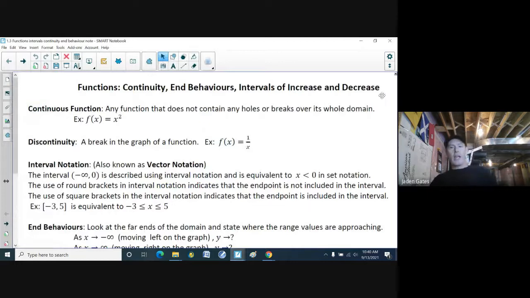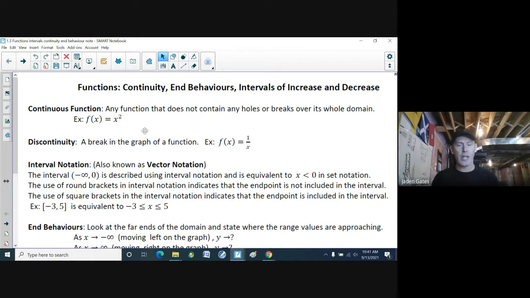So what we're going to look at again is more properties of functions. All right, we have functions. We're going to look at what's called continuity, the end behaviors, and intervals of increase and decrease. All right, and combined, we're going to touch back with domain and range also. Now, a continuous function is any function that does not contain any holes or breaks over its whole domain. All right, so for example, our quadratic there, the parabola, y or f of x function notation equals x squared.